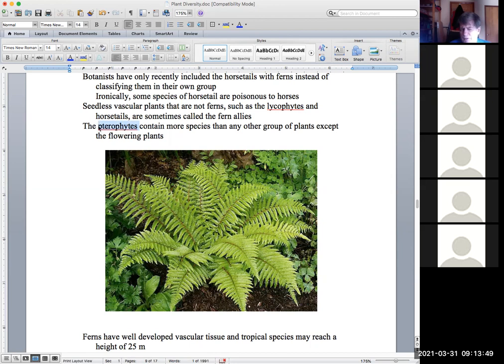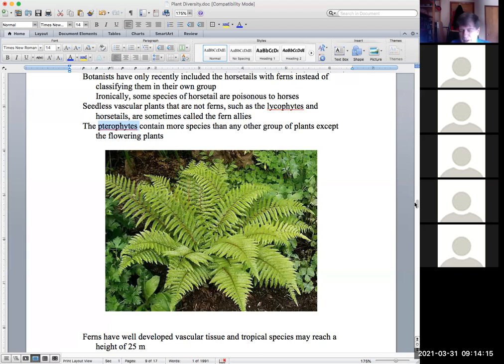So they're called pterophytes. Now, one of the things to keep in mind, if you're not really using our book and you're using a different source to get information from, if you see anything that's more than maybe 10 or 15 years old, pterophytes used to refer to just the ferns by themselves.